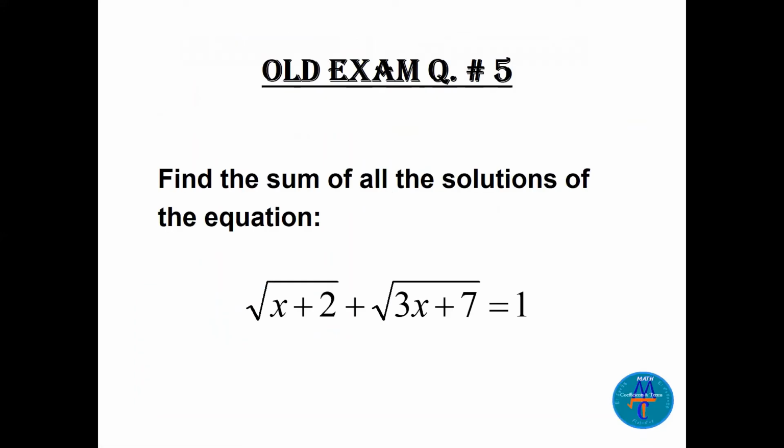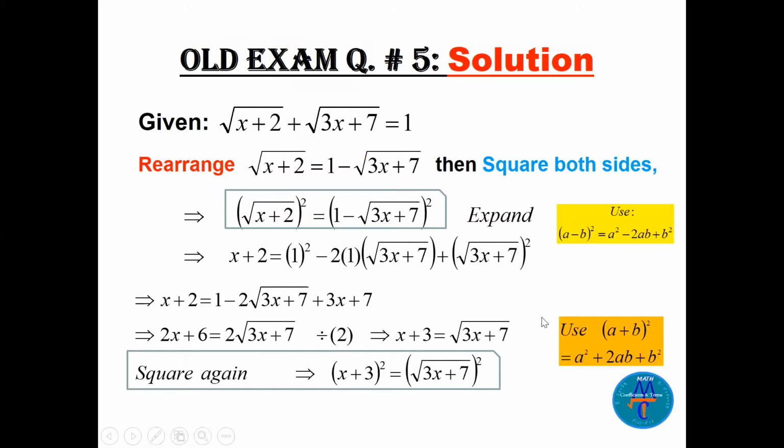Now, question number 5, same idea. Find the sum of all the solutions of this equation. We have two radicals equals to 1. Now, you can square both sides like this, but it will be more difficult, I think. Just move one of the radicals to the other side, so that I isolate this radical.